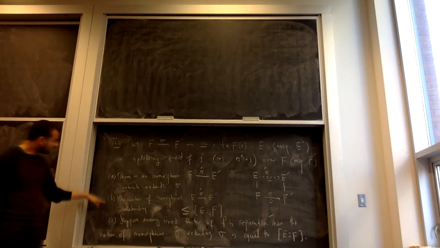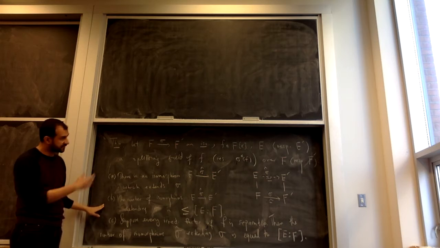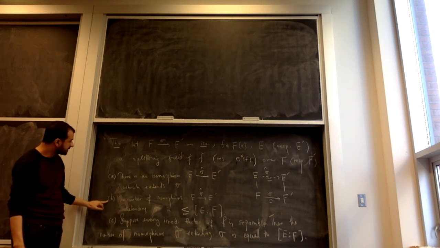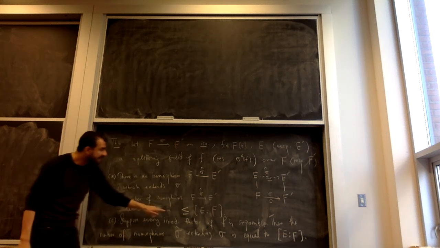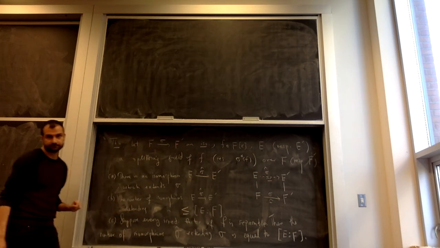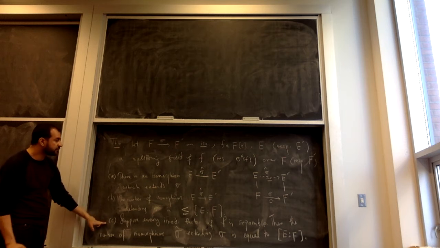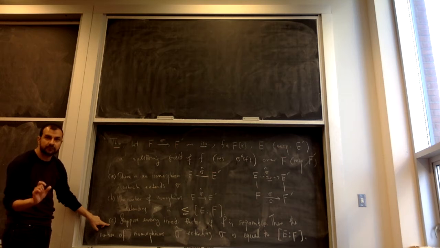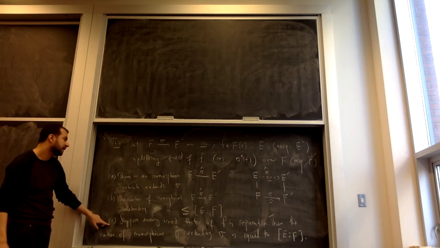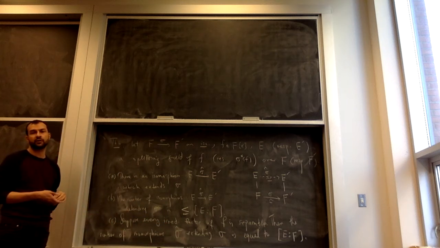That's the first assertion. The second and third assertions are about the number of sigma hats that we can have. The second assertion, part B, is that the number of isomorphisms sigma hat from E to E prime, which extend sigma, is at most the degree of E over F. And the final assertion is that if we further assume that every irreducible factor of f is separable, which is to say that it has no repeated roots, then the number of isomorphisms sigma hat from E to E prime extending sigma is exactly equal to the degree of E over F.